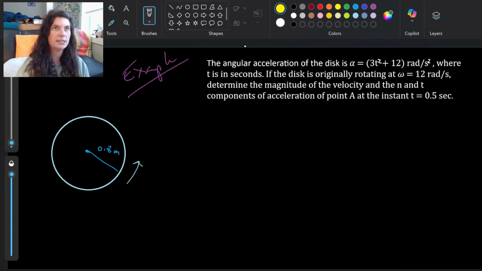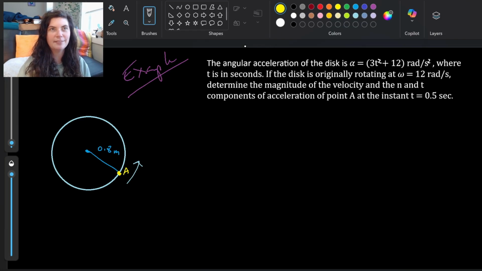Let's take a look at another example, now working in the opposite direction. In this example, we have a disk that is rotating with an angular acceleration of alpha equals 3t squared plus 12 radians per second squared, where t is in seconds. If the disk is originally rotating at omega equals 12 radians per second, determine the magnitude of the velocity and the n and t components of acceleration of point A at the instant that t equals 0.5. And I realize point A is not on my drawing, but it's right here.